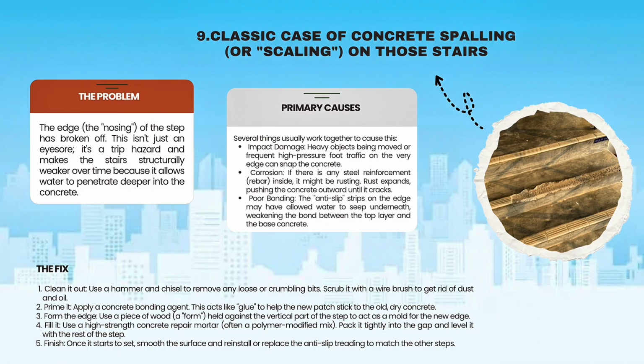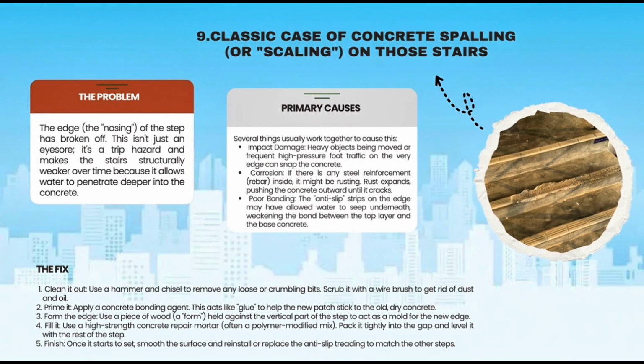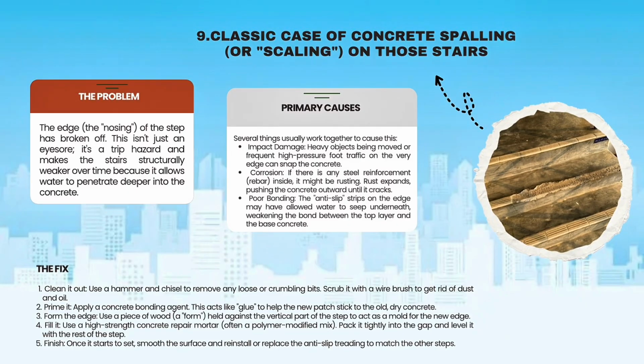For the fix, first clean it out. Use a hammer and chisel to remove any loose or crumbling bits. And then prime it. Apply a concrete bonding agent, and then form the edge. Use a plank of wood edge against the vertical part to act as a mold for the new edge. And then fill it. Use a high strength concrete repair mortar. And the last step, finish: once it starts to set, smooth the surface.